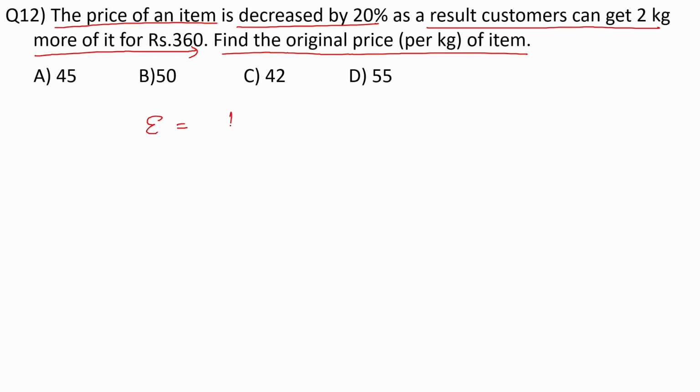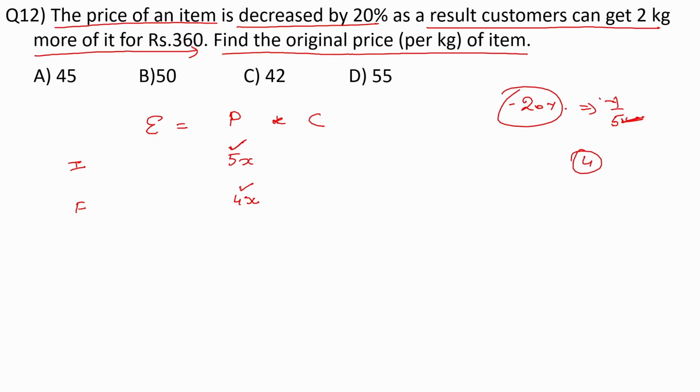Expenditure equals price into consumption. So the price is decreased by 20%, minus 20%. So 20% would be 1 by 5, minus 1 by 5. So if the value of price initially is 5x rupees, it would decrease by 20% and finally it would become 4x rupees. So 5 minus 1 gives me 4. Initially it was supposed to be 5. As it was decreased by 20%, the final value would be 5 minus 1, 4. So the initial price would be 5x and the final price would be 4x.